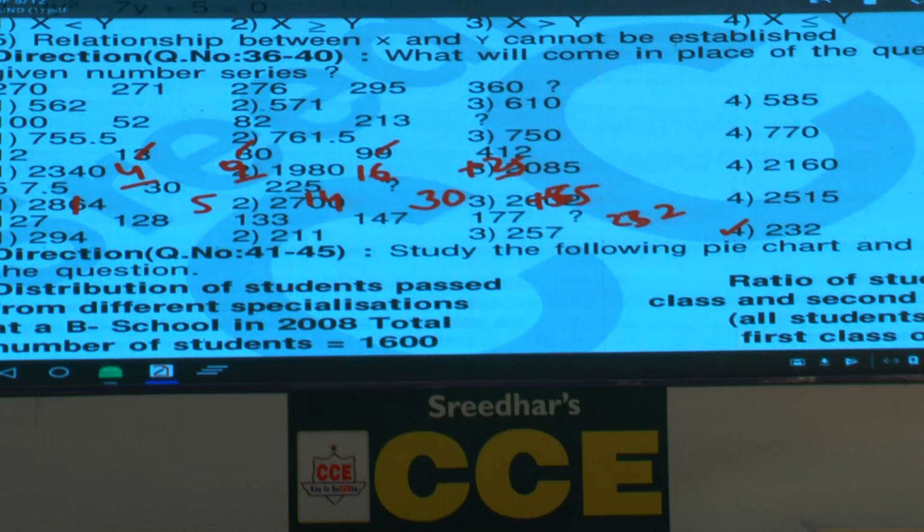Clear now? Now this is about paper number 25, question numbers 36 to 40 and 61 to 100, 66 to 100. Yes, anything else? And the next is quant.